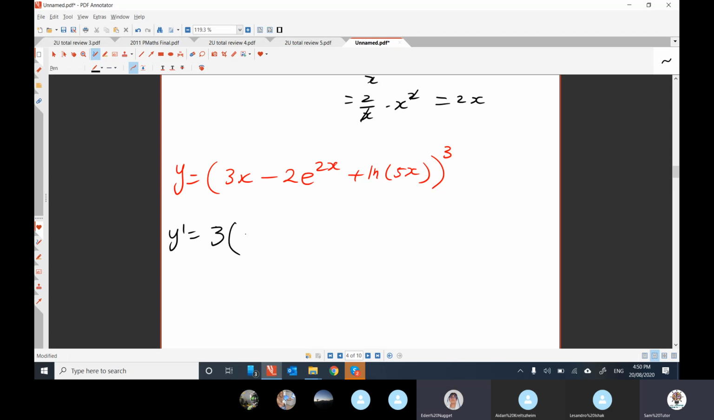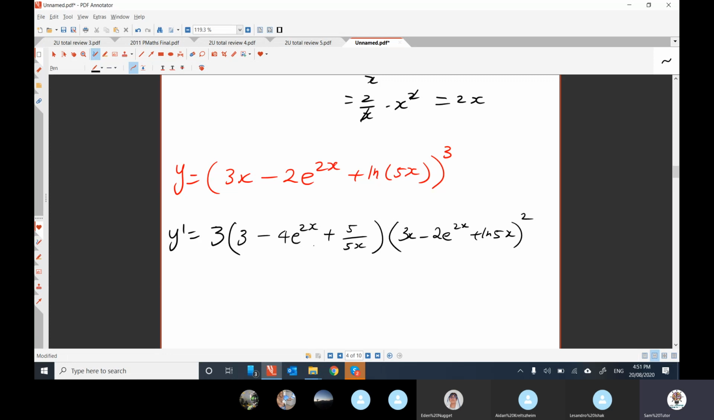3 bracket, 3 times negative 4e to the power 2x times 5 over 5x, plus 5 over 5x. Then bracket, and then 3x minus 2e to the power 2x. It's hard just saying it. All right, I think you got it.